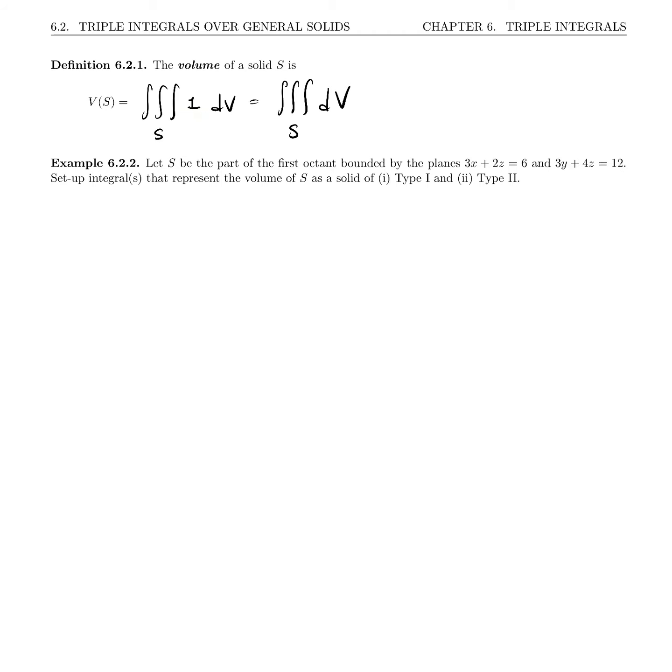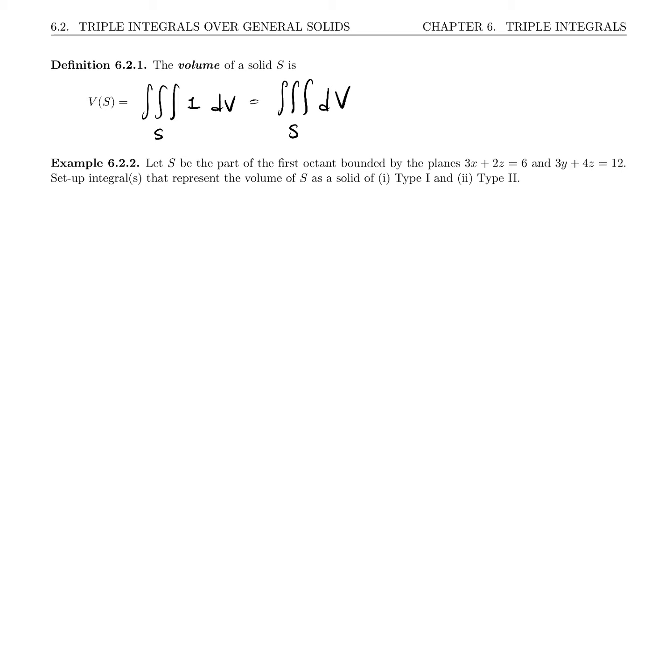Example 6.2.2. Let S be the part of the first octant bounded by the planes 3x plus 2z equals 6 and 3y plus 4z equals 12. We're asked to set up the integral or integrals that represent the volume of S as a solid of type 1 and type 2. The wording is fine.